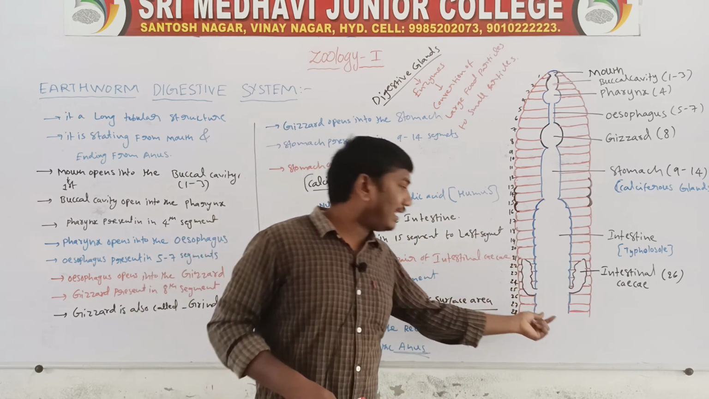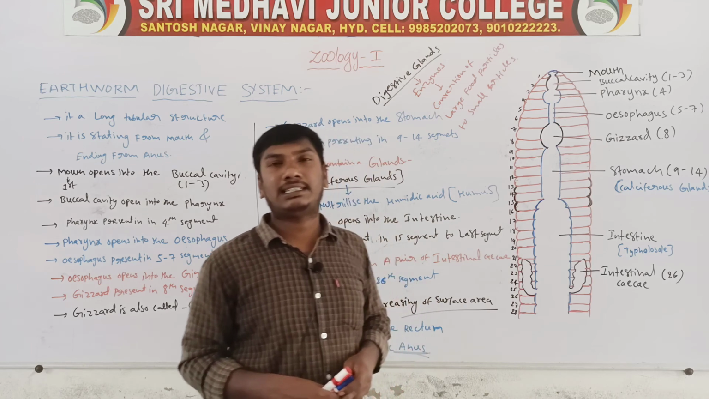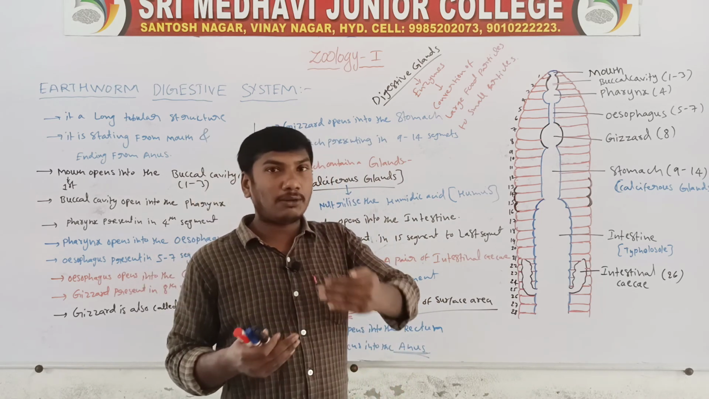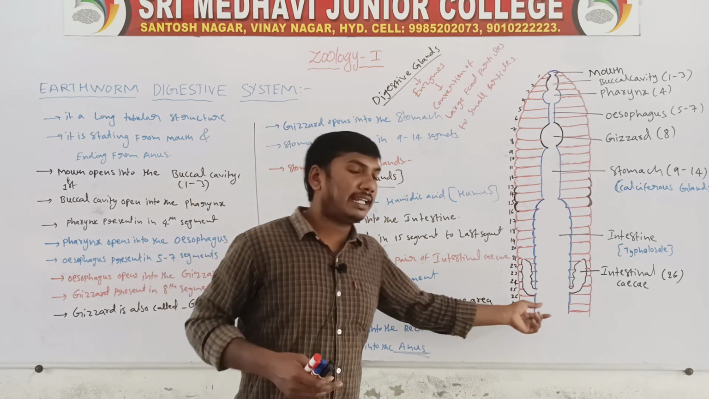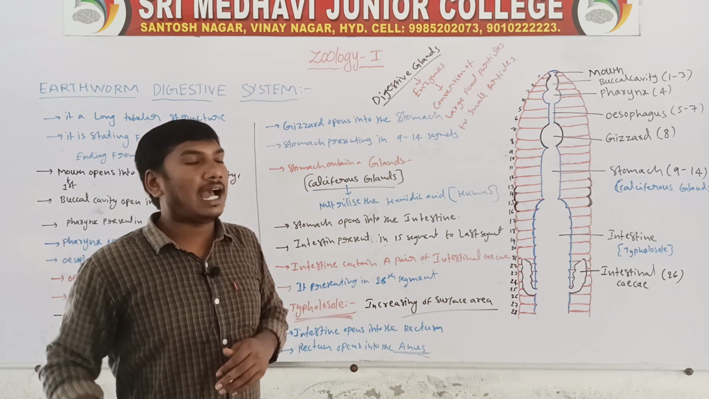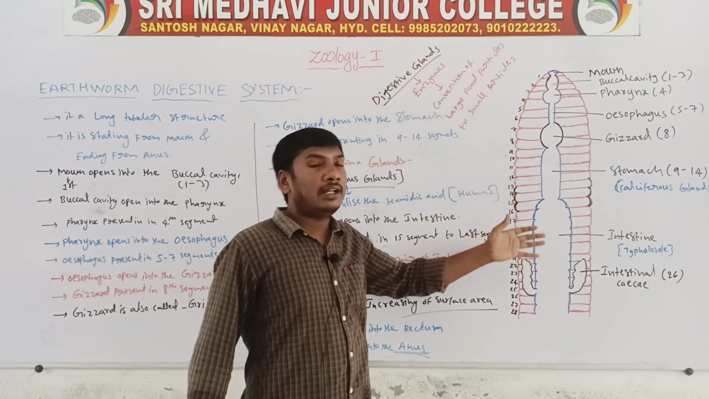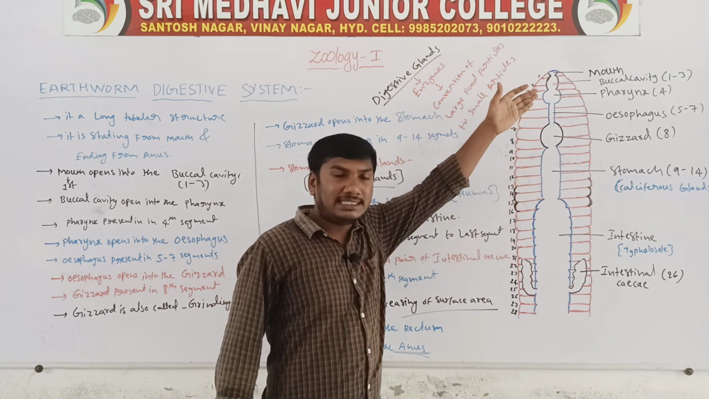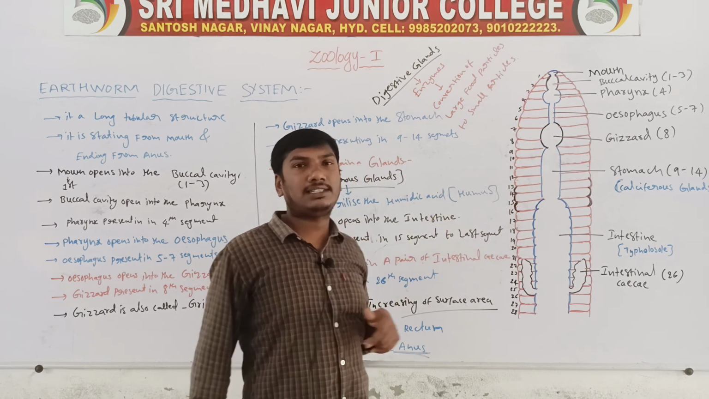Next, the intestine opens into the rectum. The rectum opens into the anus. Finally, the waste materials go out through the anus. That is the alimentary canal, or digestive tract, of the earthworm.